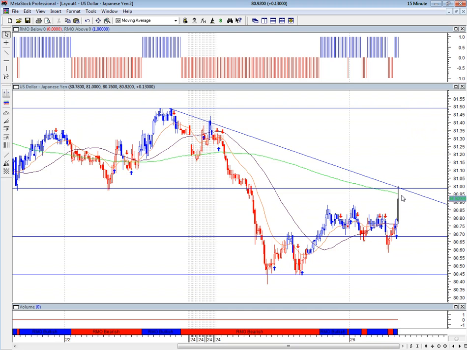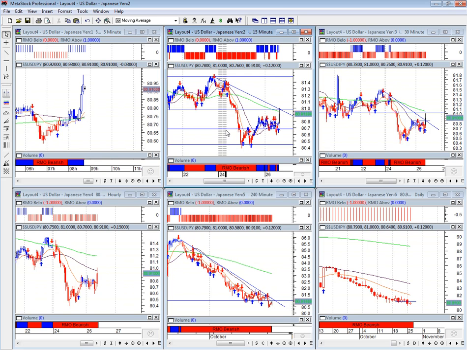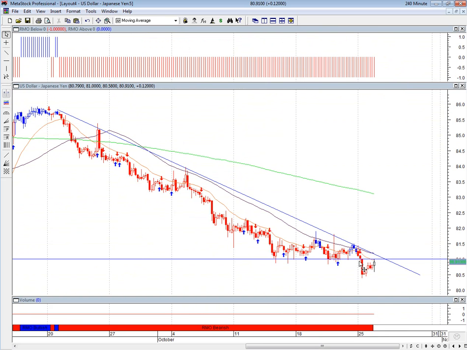Otherwise, in the next hour or so, a failure to break above this would simply see it roll over and we could see a retest to the downside. Okay, that's it, guys, in its simplest form. On the 4 hour, you can see it's retesting the underside of this. A failure to break above 8100 will just confirm a breakout, pullback, and continuation to the downside.